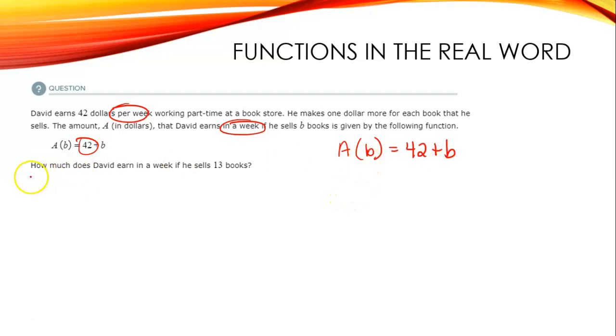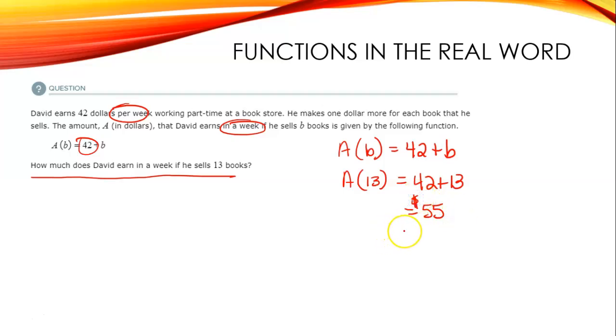So we want to look at what we're given. How much does David earn in a week if he sells 13 books? That's telling you to find the amount when he sells 13 books by replacing B with 13. So we add 42 and 13 together and we get 55 for that. So he earns $55 in a week if he sells 13 books. Not a very good part-time job.